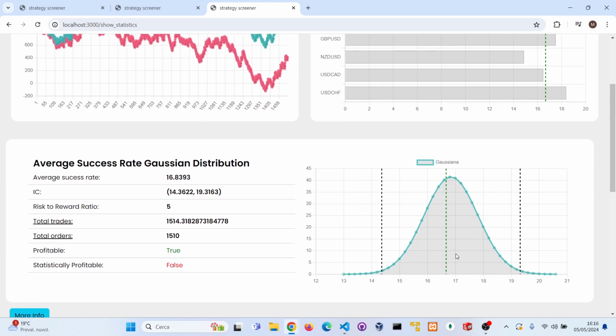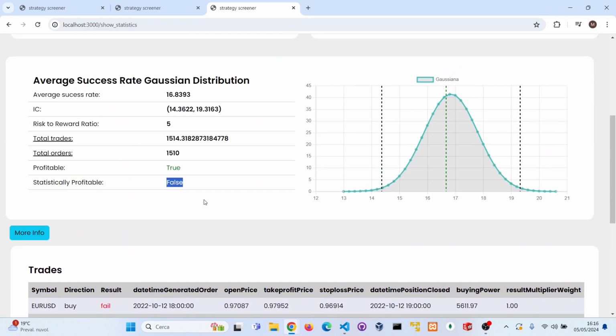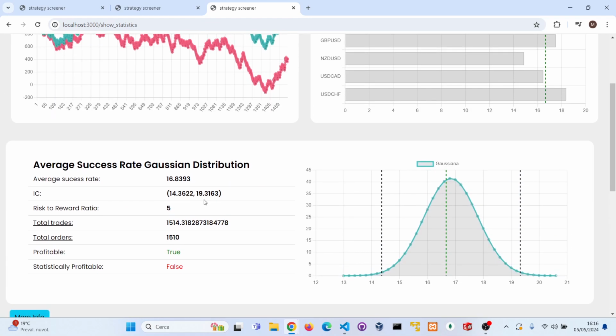As you can see, you would have been profitable as always without commissions, but not statistically profitable, because the lower bound of our Gaussian distribution doesn't go past the average success rate break even. So basically this strategy is not statistically profitable. So again, his video is not as good as it claims.